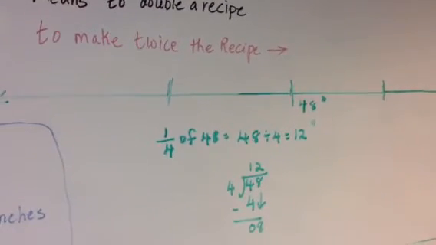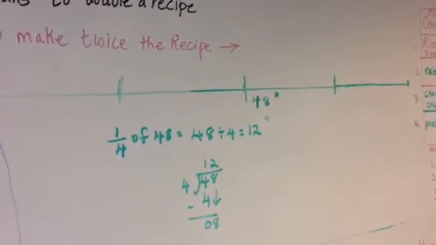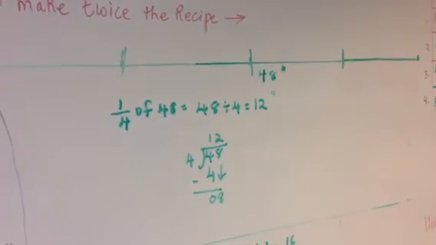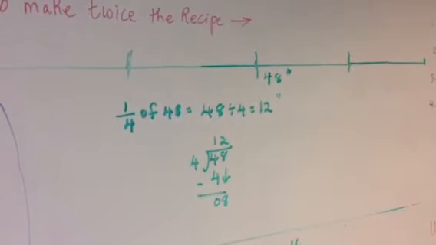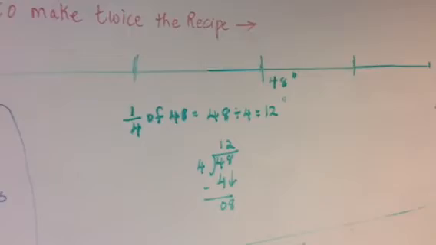So I divided 12 plus 12 plus 12 plus 12. That gives me 48. And here I divided it too. So what is 1/4 of 48? 1/4 of 48 is 12.